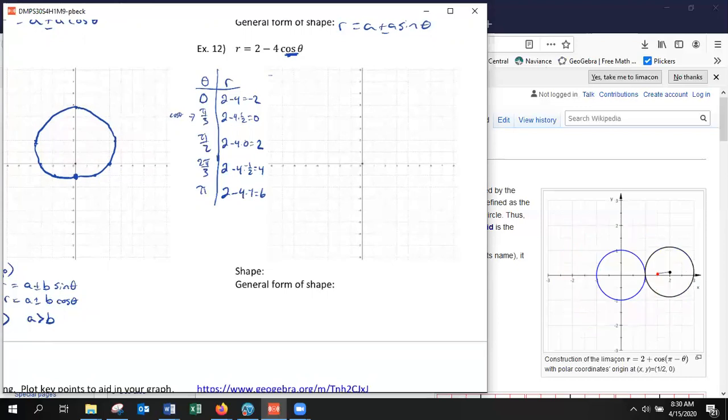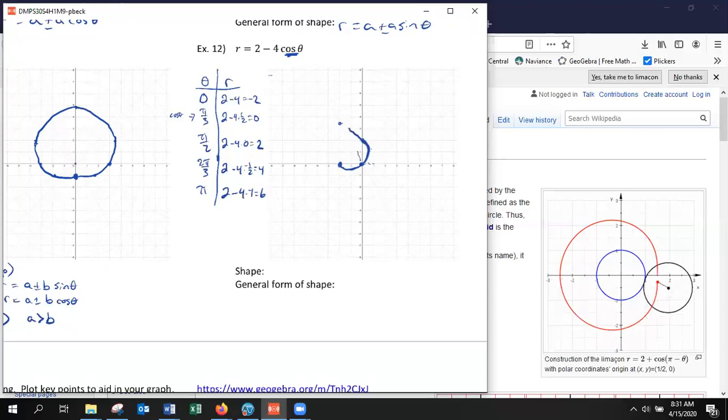Let me plot my points. So at an angle of 0, I actually have a radius of negative 2. At an angle of pi over 3, which is in this direction, I have a radius of 0. So what happens is this graph will come here. At pi over 2, I have a radius of 2. So I get this portion of the graph. At 2 pi over 3, which is in that direction, I have a radius of 4.